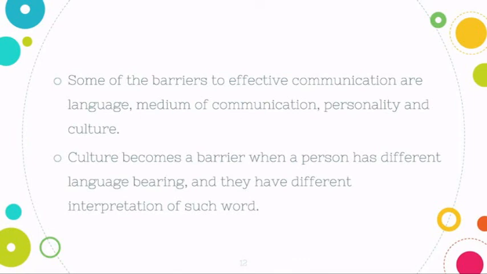Next, we have medium of communication. When we talk about medium, we have the channels. Channels of communication are the platforms of communication. For example, this platform that we're using, the digital platform, the Zoom app, this is a medium of communication. The face-to-face, which we had before, is also a medium of communication. Now, for these channels, we have signals. Any disruption in the signal can cause for the medium of communication to be a barrier to effective communication.